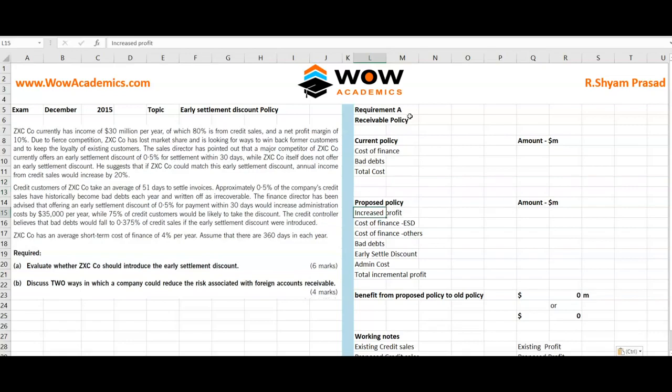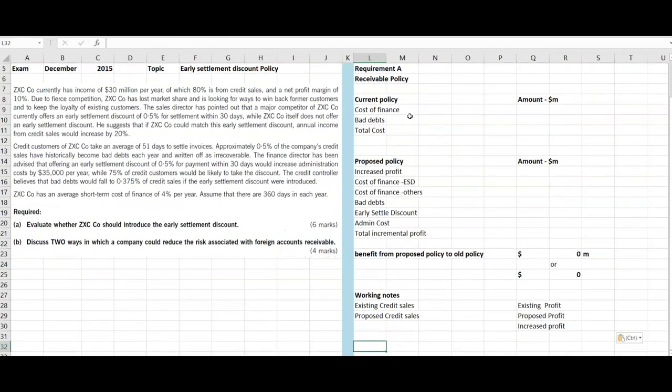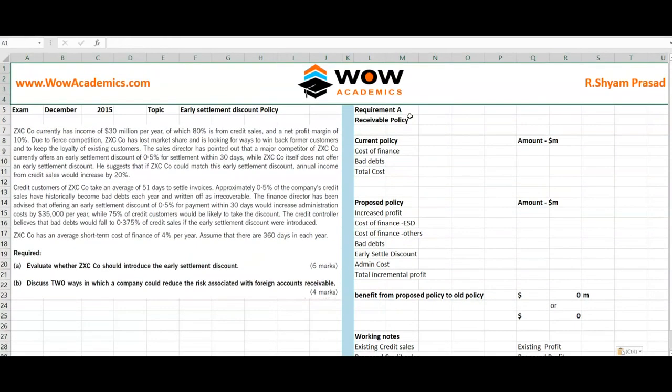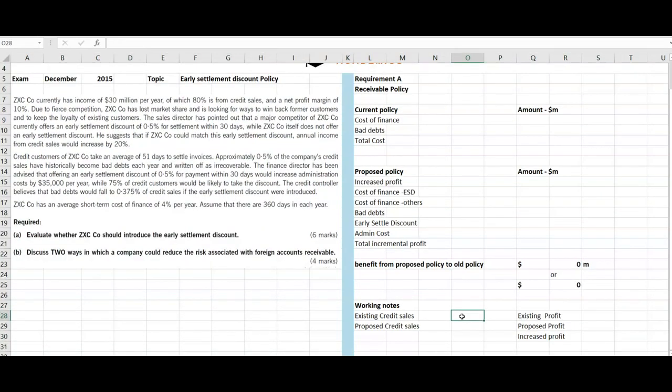We'll start. The current policy will have these costs: the cost of finance, the bad debts, and finally we'll total the cost. The proposed policy has a lot of items here, so we'll incur that. We'll also work out whether there's a benefit from the proposed policy compared to the old policy, and we'll also have some working notes. So we'll start from the existing credit sales.